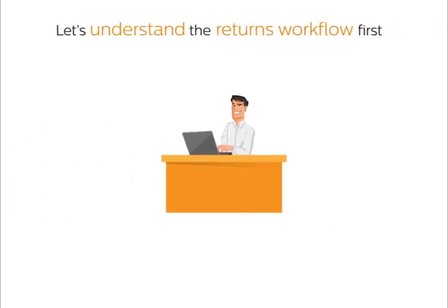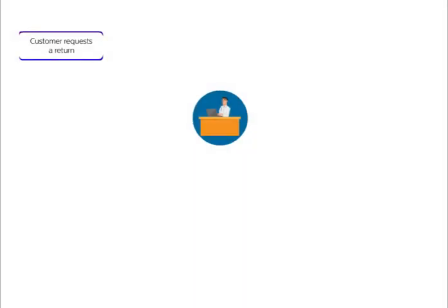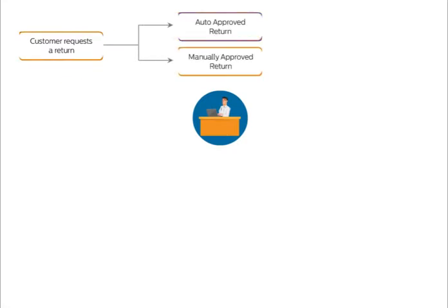Let's understand the returns workflow first. When a customer raises a request for return, the seller has two options that can be configured in the account settings. The first option is to auto-approve the return request, and the second option is to manually approve each return request. Let's say that the seller has set the account settings to auto-approve return.